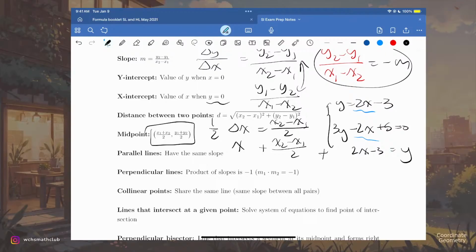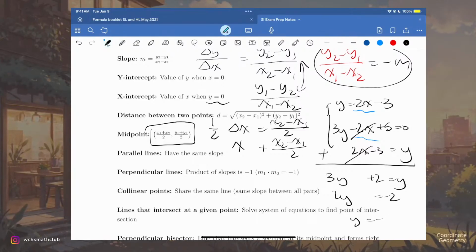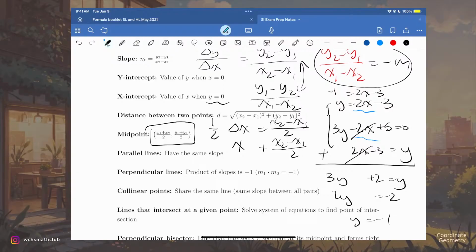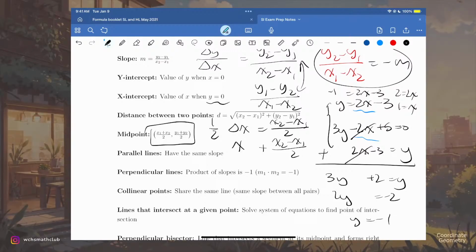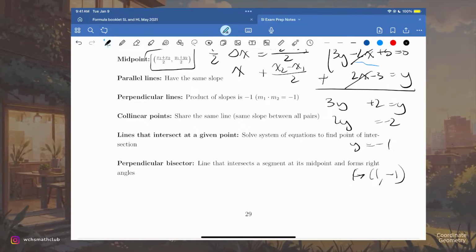And after adding these 2 equations, the 2 x's get cancelled out. We have 3y plus 2 equals y, or 2y equals negative 2, or y equals negative 1, right? And after we find y equals negative 1, we can plug it back into this equation. We get negative 1 equals 2x minus 3, or 2 equals 2x, or 1 equals x. And it's not hard to check that (1, negative 1) lies on both lines.